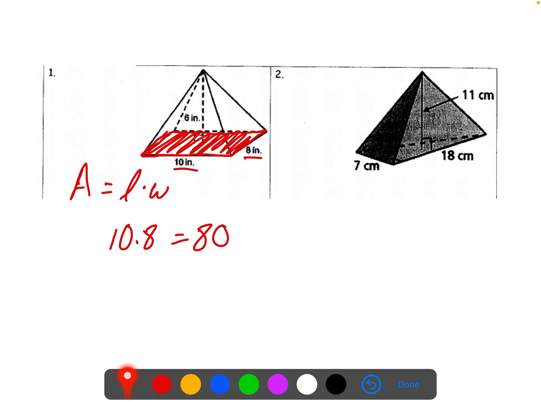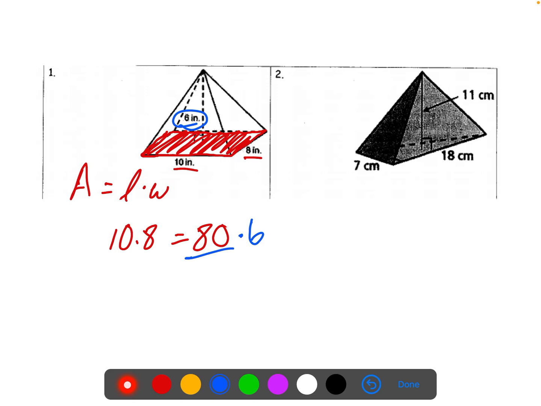And then we multiply by the height of the pyramid. Remember, the height of the pyramid has to be perpendicular to the base. That's this little right angle corner here. It's showing that this height is perpendicular to the base of the figure. We're not looking at a length along this slanted side because that would not be the height of the figure. So our height here is 6 inches. So we're going to multiply the area of the base, 80, times the height of the figure, 6 inches.